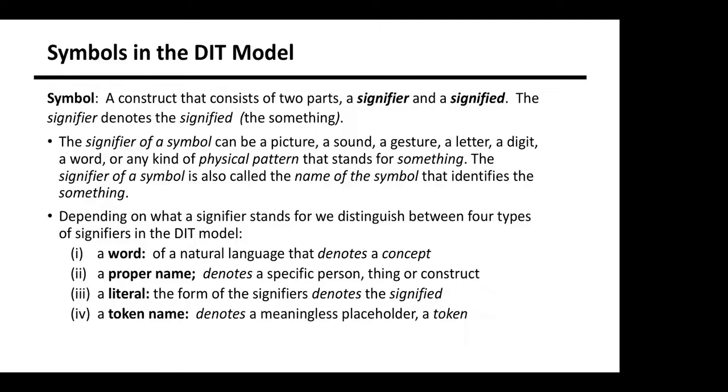And finally, a token name. A token name denotes a placeholder in the abstract world of the token system. It isn't grounded. The token name is not grounded, and that's the difference between a word and the token name. If I say X is 5, I don't know what 5 means, because X isn't grounded. But if I say the age is 5 years, then I know that 5 means the number of years of a particular person.